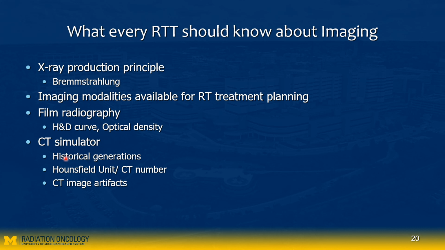And the CT simulator, you have to understand this history. What is our current CT scanner? It is a 6th generation helical scanner, right? And you have to understand the Hounsfield unit. What is the Hounsfield unit for water? Yes, it's 0, by definition. And then you have to understand the CT image artifacts. We talked about the partial volume artifact, the metal artifact, and so forth.